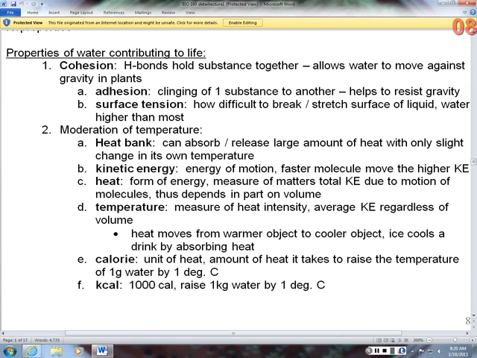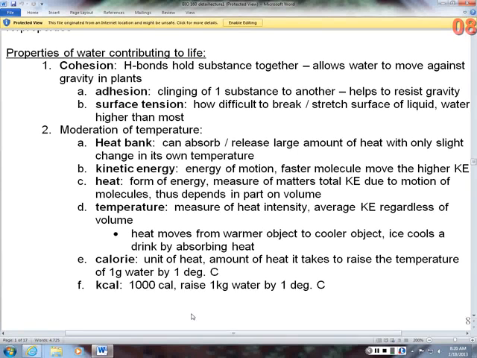So the calorie is going to be the unit of heat, or the amount of heat it takes to raise the temperature of 1 gram of water by 1 degree Celsius. So with a lot of the metric units in there, it's kind of nice that they will look at things and it's 1 gram, 1 degree. They keep the units pretty like that, which makes it a little bit easier to work with.